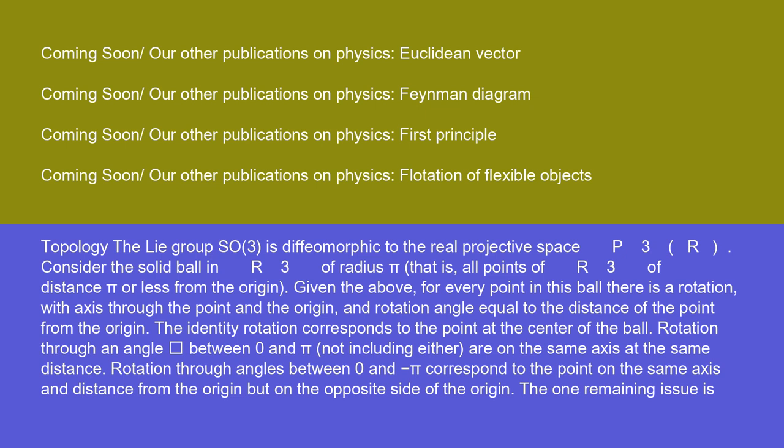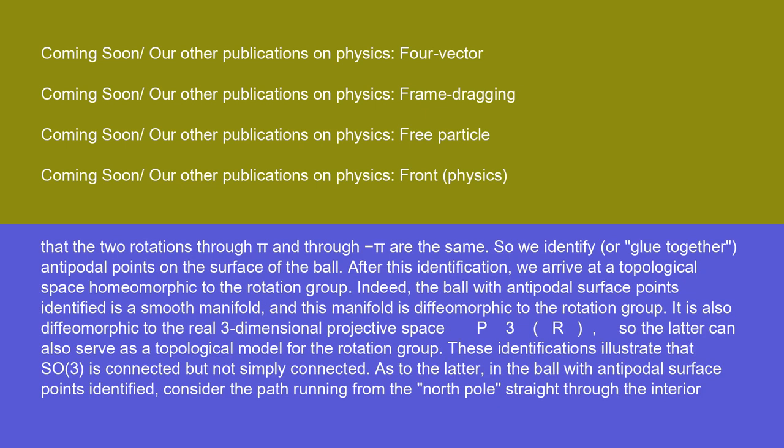The identity rotation corresponds to the point at the center of the ball. Rotations through an angle theta between 0 and pi, not including either, are on the same axis at the same distance. Rotations through angles between 0 and minus pi correspond to the point on the same axis and distance from the origin, but on the opposite side of the origin. The one remaining issue is that the two rotations through pi and through minus pi are the same. So we identify, or glue together, antipodal points on the surface of the ball.